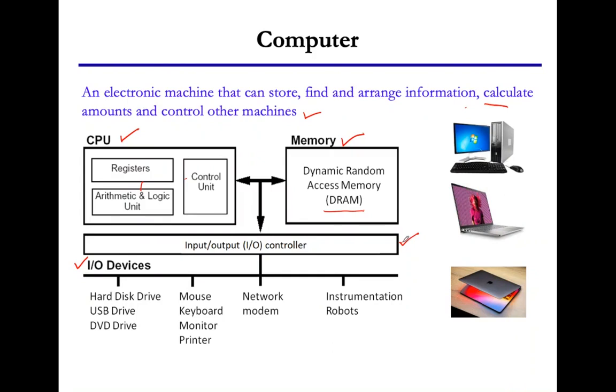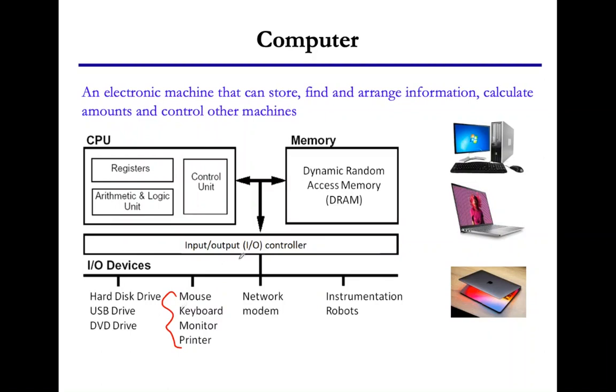So what are the input and output devices normally connected with this computer? One is your hard drive, USB drive, or DVD drive. These are the memory devices. And the mouse, keyboard, monitors, and printers are input devices which can supply the data.